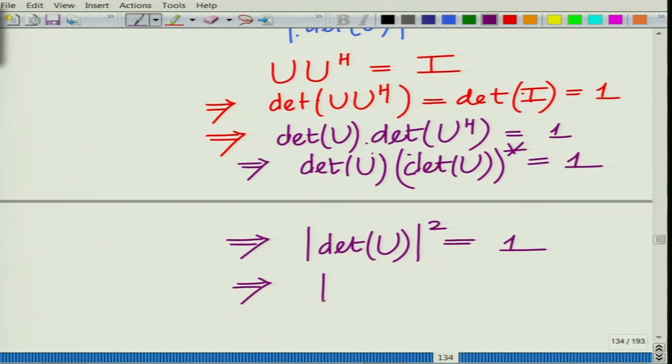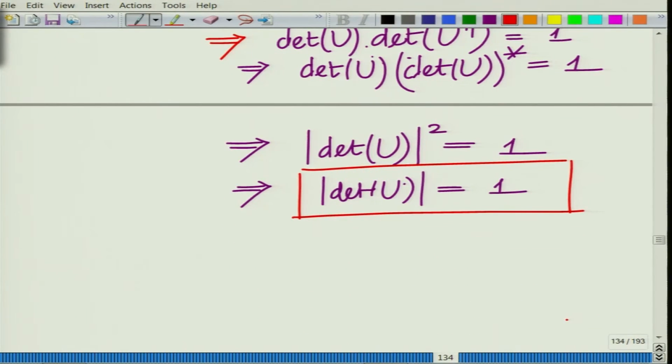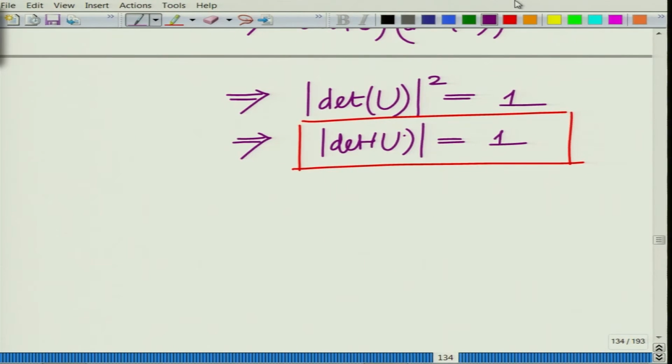This implies magnitude of determinant of U is equal to 1, right. So, for any unitary matrix, the magnitude of the determinant of U is equal to 1. In fact, you have an even more interesting property: if you look at any eigenvalue of the unitary matrix, that has to have magnitude equal to 1. All eigenvalues of unitary matrices have unit magnitude. That is a very interesting property.